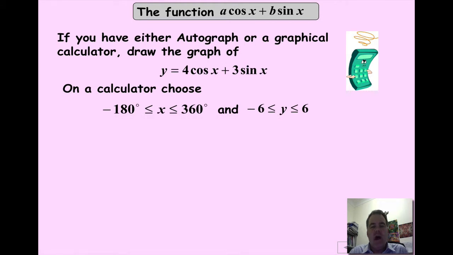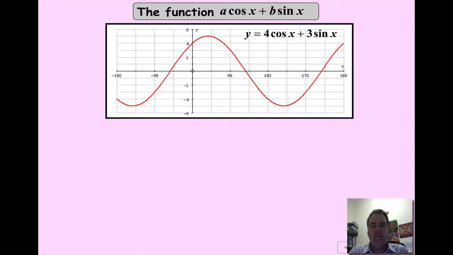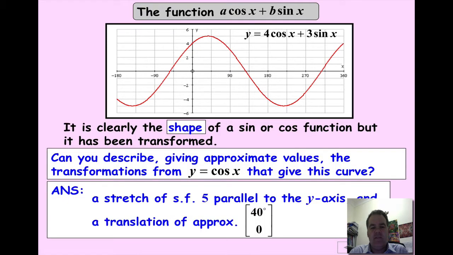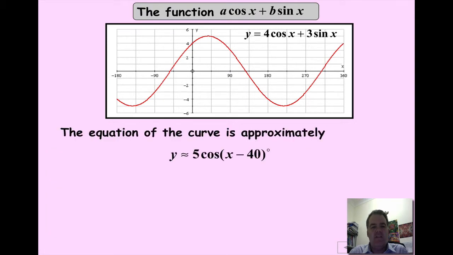If we drew the graph of 4 cos x plus 3 sin x, you get this. Now, if you look at it, you'll see pretty quickly that it looks just like a cos graph or a sine graph. In fact, this one looks like a cos graph. It's been shifted across about 40 degrees, and the amplitude looks like it's 5. So I can guess that this is maybe the equation 5 cos(x minus 40).